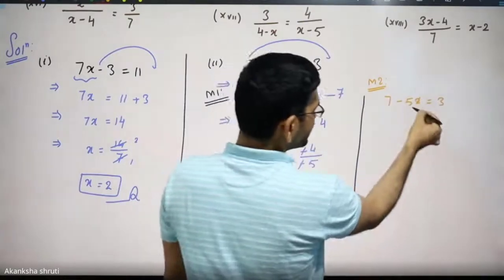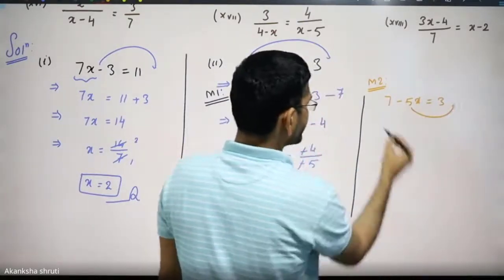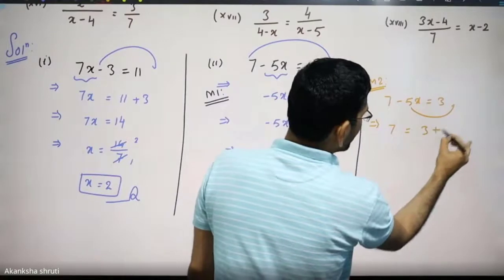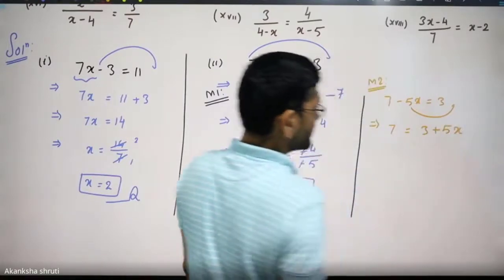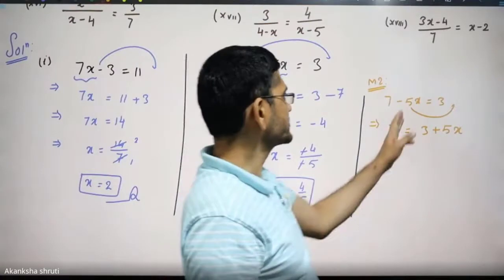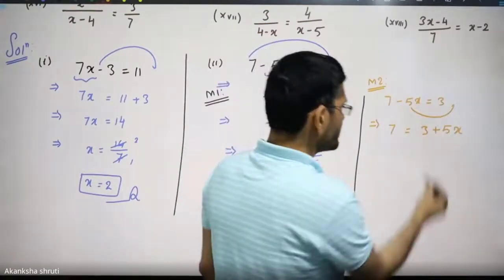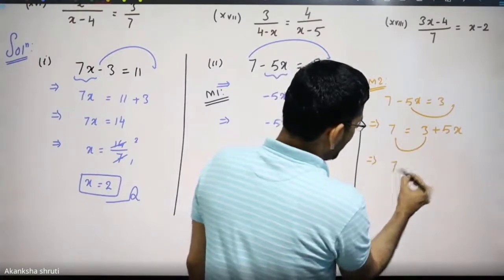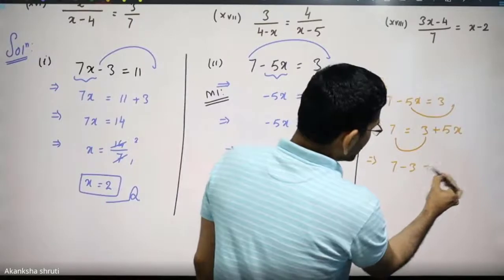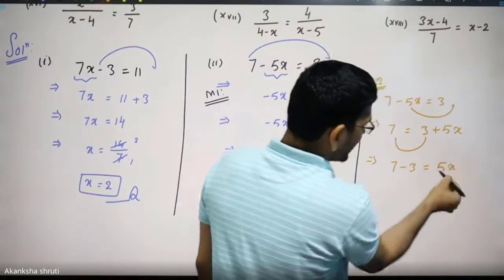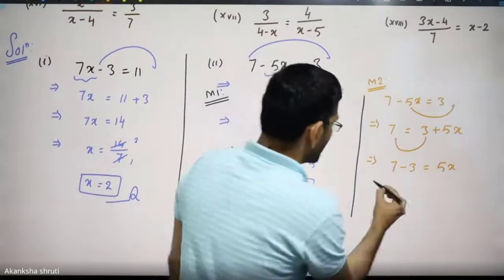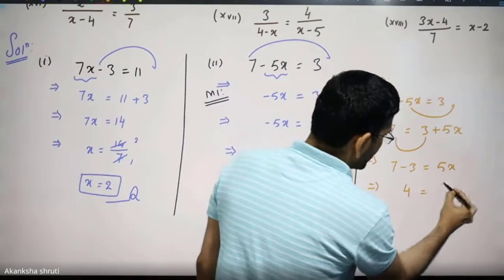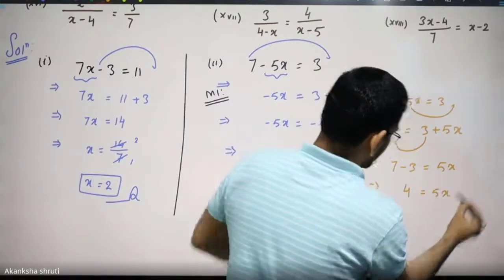This is negative. If you wish, you may change this on this side. So 7 is equals to 3 plus 5x. Okay, the negative sign was changed to positive, but this 3 has to be brought on the left hand side. This is like 7 minus 3 is equals to 5x, without this sign. Now 7 minus 3 is 4, and this 5x is as it is.